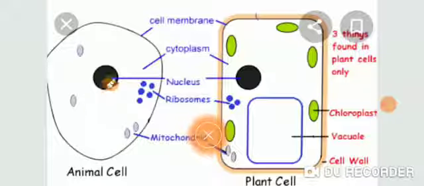Next, in plant cell, as you can see, this green organelle is called plastid or chloroplast. It is present only in the plant cell and absent in animal cell. Due to the presence of chloroplast, the plant makes its food, and that is why it is called the kitchen factory of a cell. Clear? Next difference is centrosome.